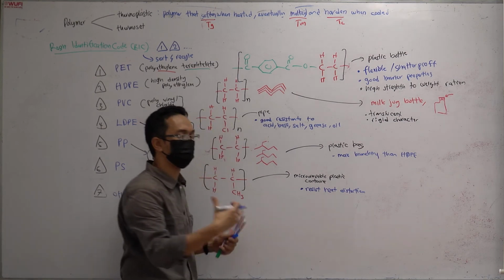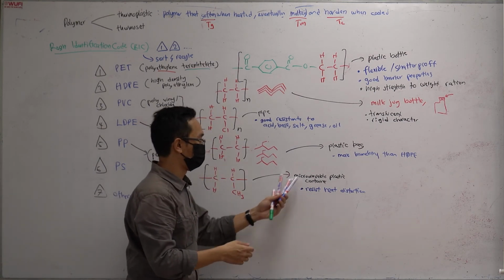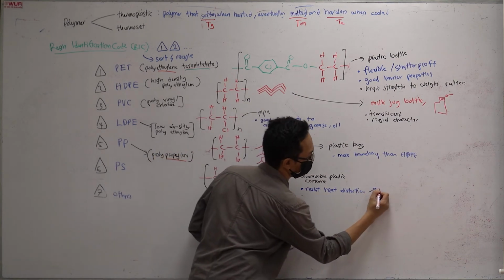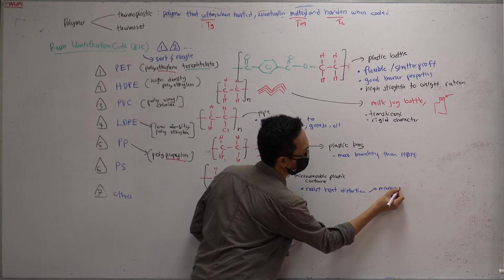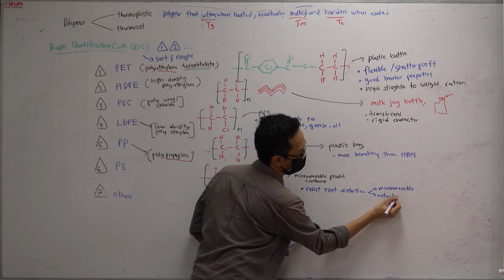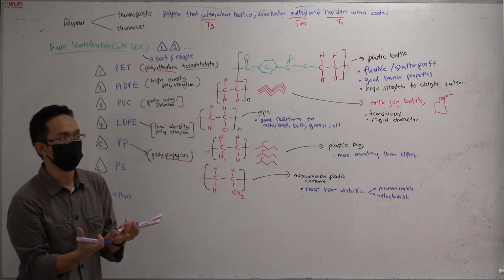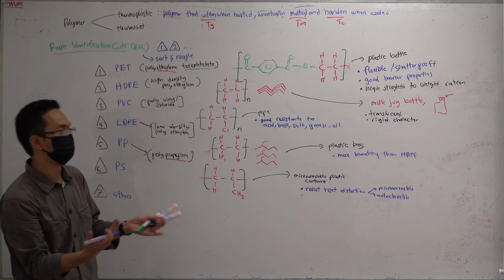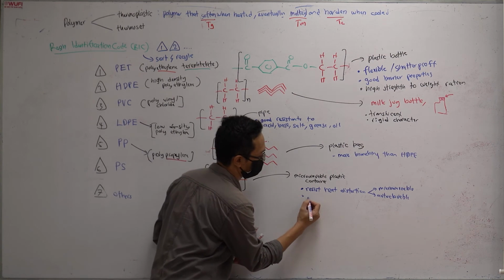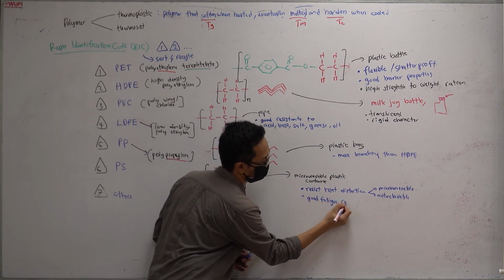Meaning that it can undergo high temperature. So it can be microwavable, and also it can be autoclavable. An autoclave is a machine used to sterilize things in the lab. And it also has good fatigue resistance.